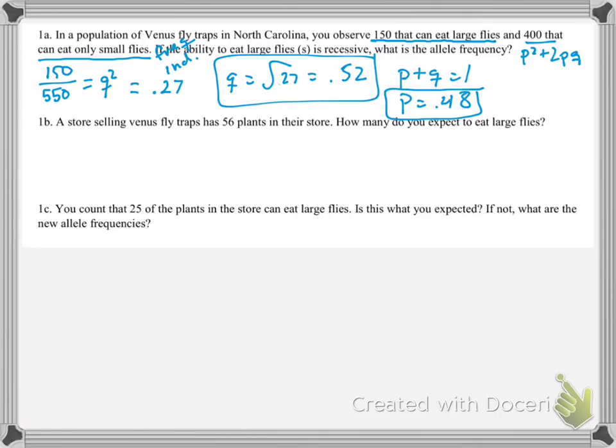A store sells Venus flytraps and they have 56. That's a terrible question. Whatever. A store sells Venus flytraps. They have 56 plants in the store. How many would you expect to eat large flies?